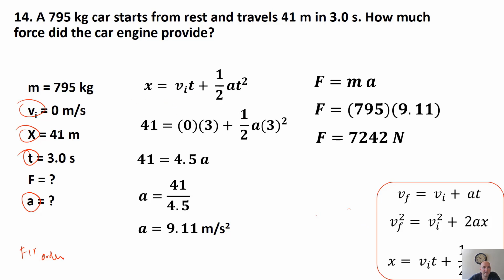So we start plugging in our values: 41 meters for the X, the 0 for the VI, and the 3 for the time. We'll go ahead and multiply this out. This is going to cancel out, and then 3 squared is 9, times a half, which gives you 4.5a. So 41 equals 4.5a. We divide out the 4.5, and we get 9.11 meters per second squared. Once we have the 9.11, we now have the A part of F equals ma, so we can go ahead and do the 795 times the 9.11, and we get 7,242 newtons as our answer here.